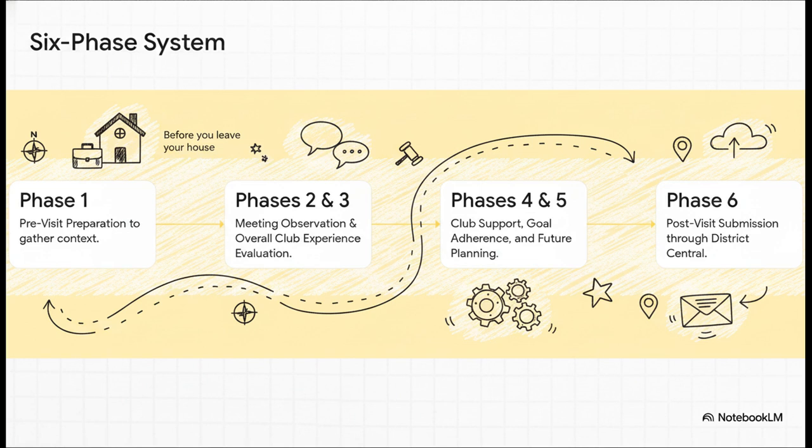To help you pull this off, the manual lays out a high-level walkthrough of a 6-phase system acting as a literal map for your upcoming journey. Phase 1, that happens before you ever leave your house. Phases 2 and 3 happen during the meeting itself. Phases 4 and 5, well, those are your strategic conversations, and Phase 6 is your wrap-up. If you follow this chronological flow, you literally cannot get lost in the weeds.